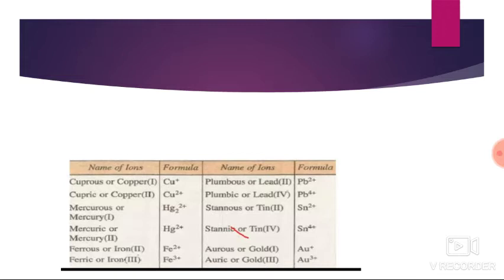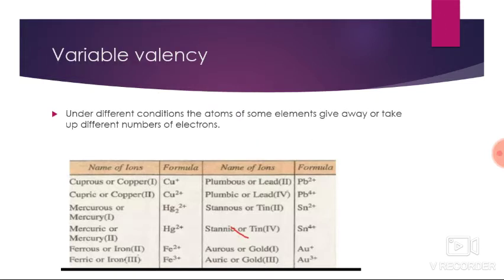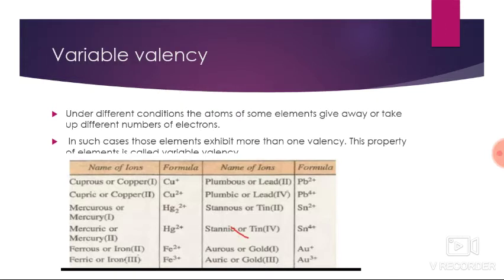Now let's learn about variable valency. So what is variable valency? It is related to valency. Under different conditions, the atoms of some elements give away or take up different numbers of electrons. In such cases, those elements exhibit more than one valency. This property of elements is called variable valency.